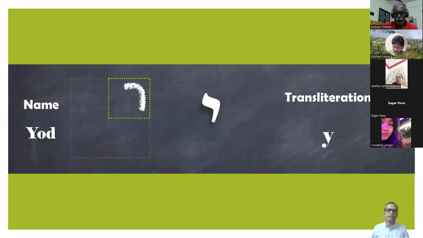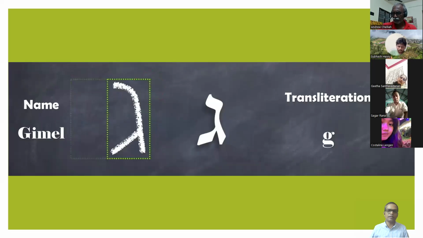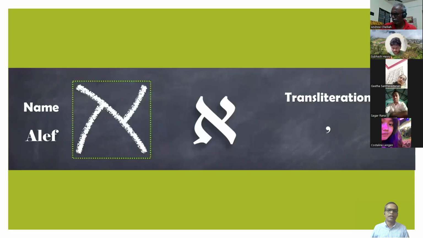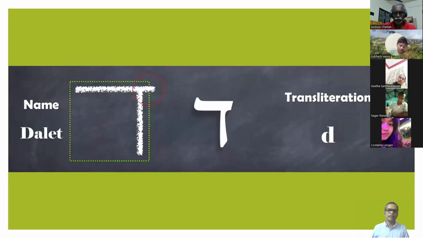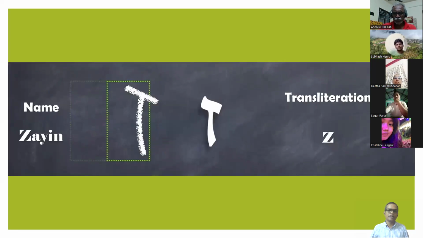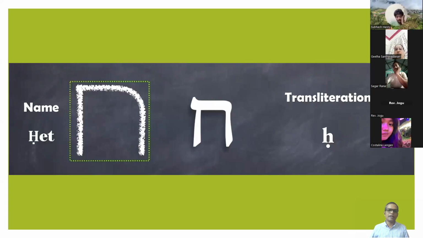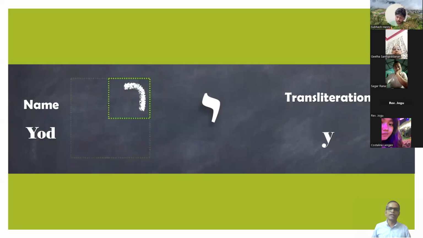And then we learned about Yod. Okay, the transliteration is Y. Fine. So these are the letters we have learned already, almost 10 letters. And I said there are 22 consonants in Hebrew, 22 letters in Hebrew. So Aleph, Bet, Gimel, Dalet, He, Vav, Zayin, Chet, Tet, Yod. Okay, right.